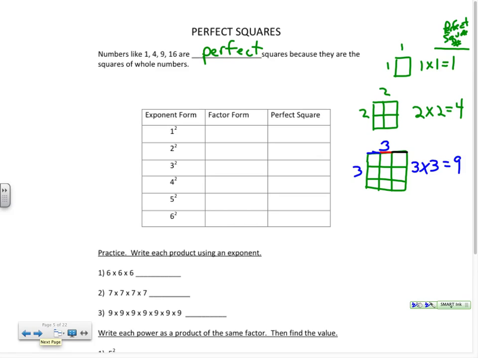So let's take a look at all of these squared numbers. 1 to the second power means 1 times 1, which we know is 1. That's our perfect square. 2 to the second power, or 2 squared, is 2 times 2, which is 4. 3 to the second power, or 3 squared, is 3 times 3, which is 9. 4 squared is 4 times 4, which is 16. 5 squared is 5 times 5, which is 25. And 6 squared is 6 times 6, which is 36. And this list can go on and on. We can analyze it, find patterns.